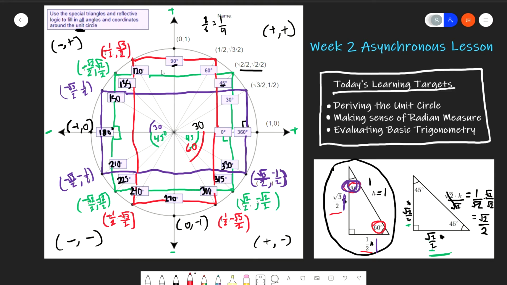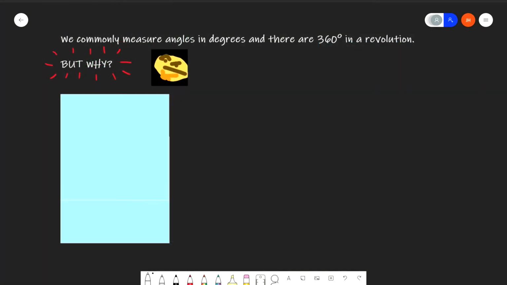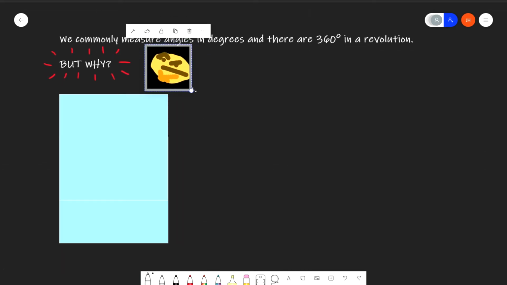Now that we've kind of seen the unit circle, what we're going to do is talk about the next topic, which is radian measure. We commonly measure angles in degrees, right? And there just so happen to be 360 degrees in a revolution, right? So this kind of begs a question here real quick. Why are there 360 degrees in a revolution? Why is one full revolution 360 degrees? What has defined this? What is the purpose? The answer to that is actually twofold. There's two main reasons of why there's 360 degrees to a revolution.